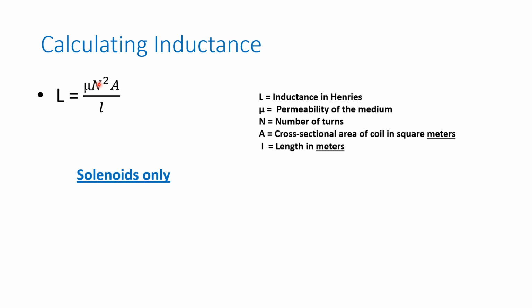If you increase the number of turns, you'll have more inductance. If you increase the area of the turns, that means make the coil bigger, the loops bigger, you'll get more inductance. But if you stretch the coil out to be longer with the same number of turns, you're going to have less inductance.